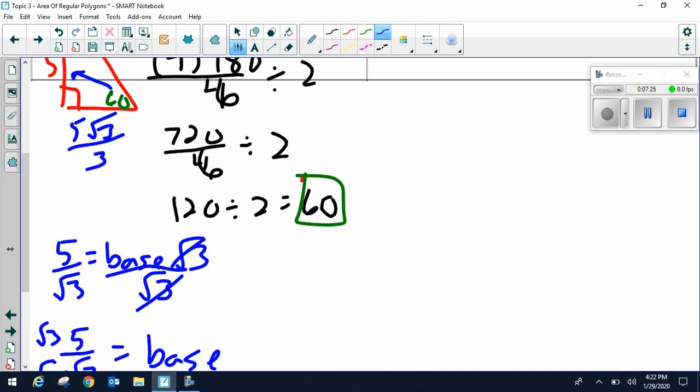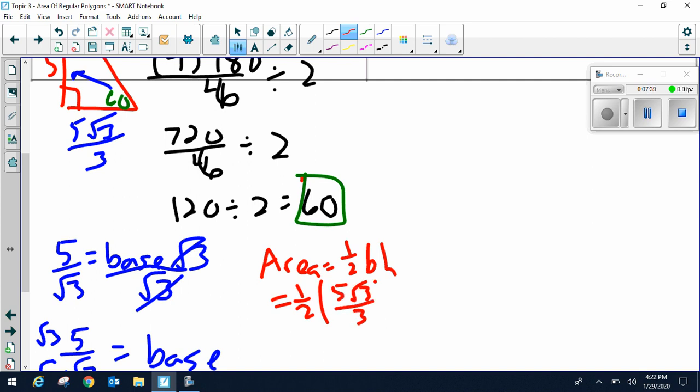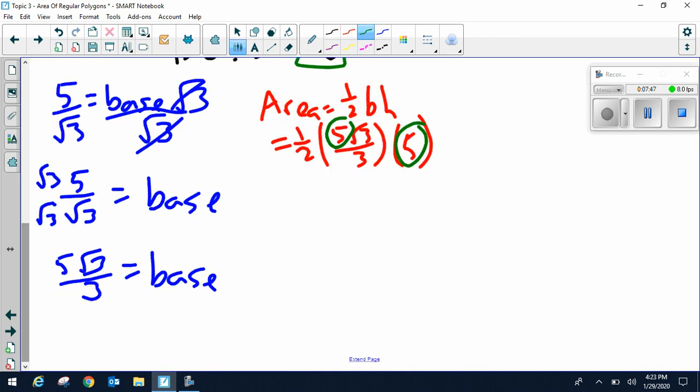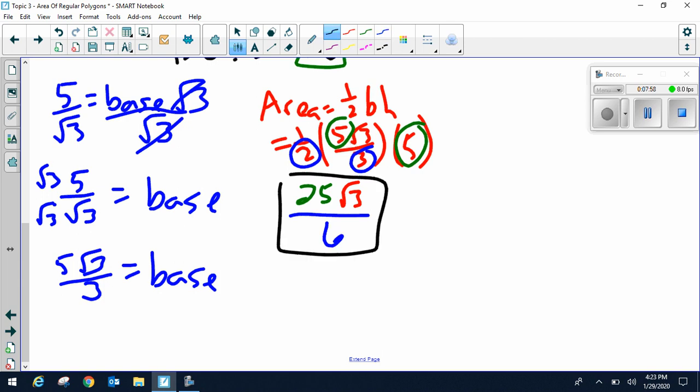So now I can find the area of this figure. Find the area of the triangle. Remember, it's 1/2 base times height. Well, the base we just said is 5 square root 3 over 3. The height is 5. When you multiply this 5 gets multiplied to this 5 to give you 25 square root 3. This 2 multiplies to this 3 to give you 6. So the area of this figure is that, or the area of the triangle.